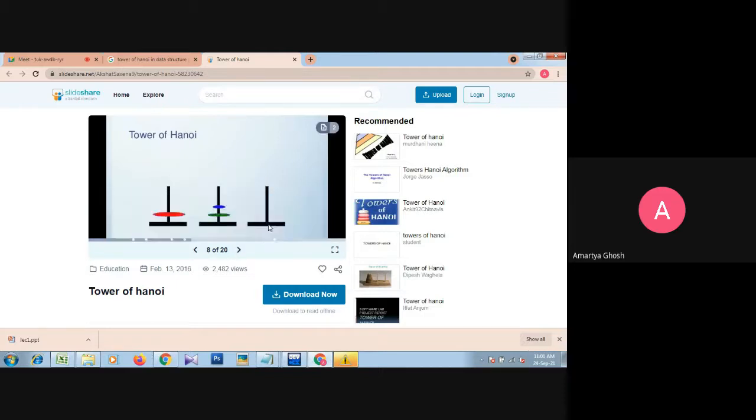Okay, now this stand is empty. So now we can move this red disk to this one. Okay, so now see, we have to shift this tower from A stand to C stand. So green should come over the red.